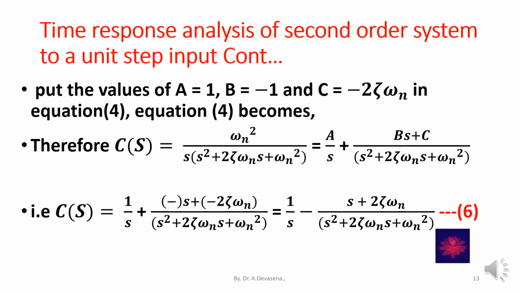minus 2ζωn) the whole divided by s² + 2ζωn s + ωn². This can be represented as 1/s minus (s + 2ζωn) divided by (s² + 2ζωn s + ωn²). Consider this as equation 6.